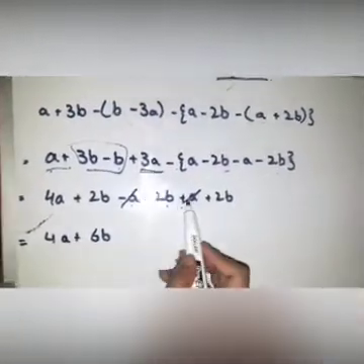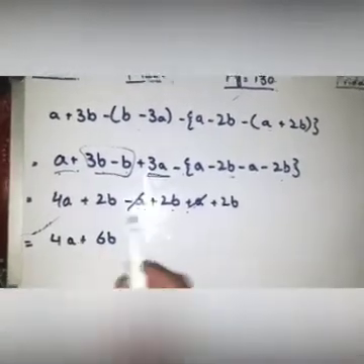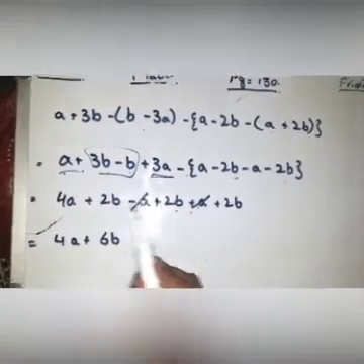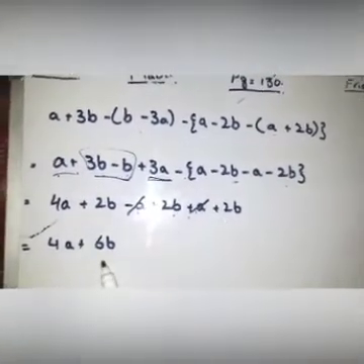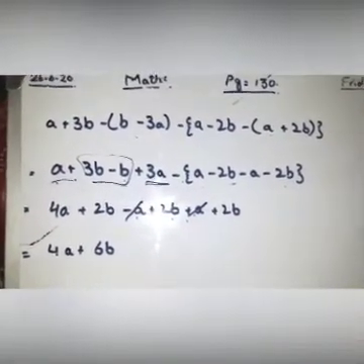Now what will you do? Plus a minus a will be cancelled with each other, so that is finished. Now this 2b and this 2b can be added. When you add them, the answer will be 2a plus 6b. That is the answer of your question 3.